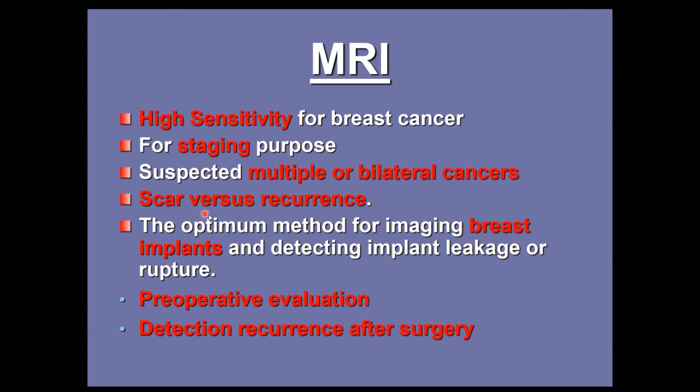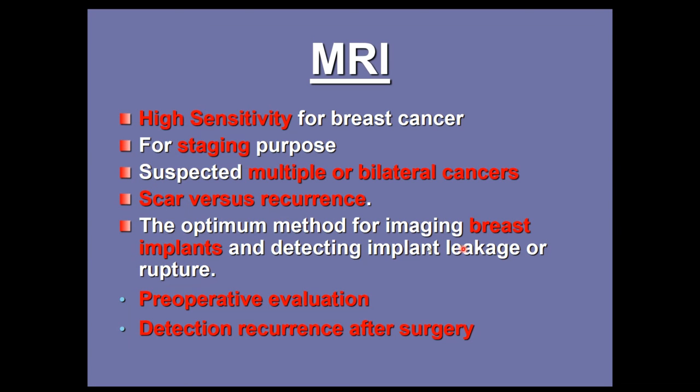MRI can easily differentiate scar and recurrence with the help of MRI images and contrast. With contrast, there will be contrast enhancement in recurrence, but there will be no contrast enhancement in scar. And on T2 weighted images, the recurrence area will be hyperintense, but the scar area will be hypointense.